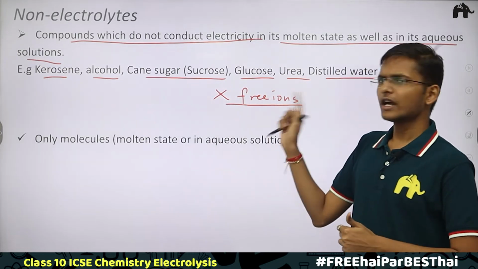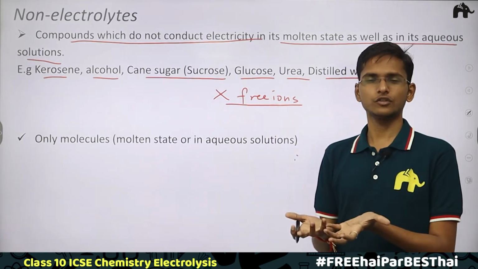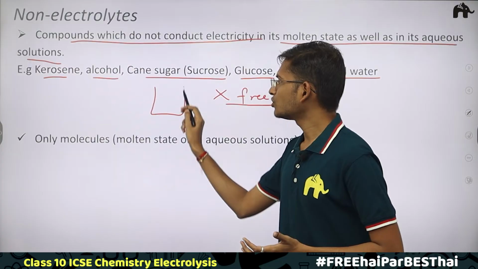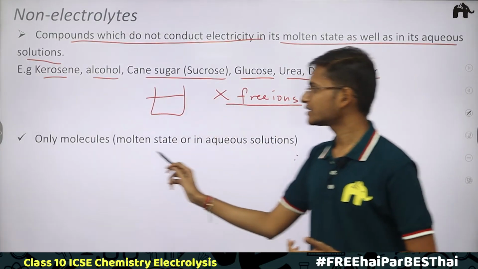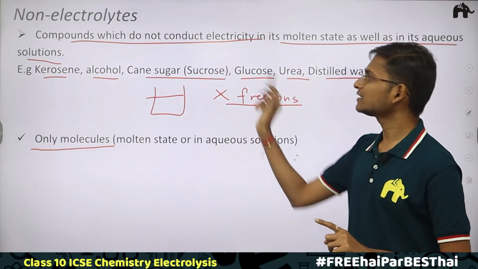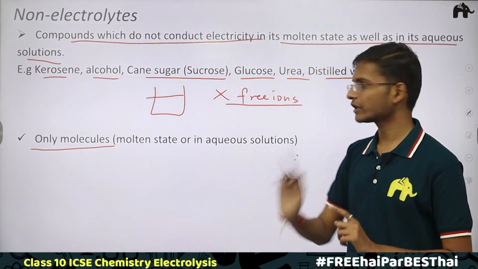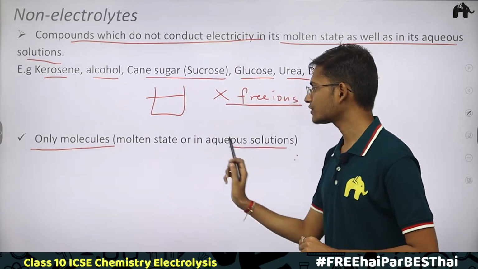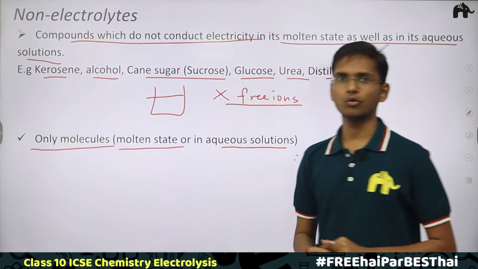Clear? So what would they have then? They would simply have molecules, right? In their molten state as well as in their aqueous state. So they have only molecules. They don't have any ions. Okay, that's the reason they are not able to conduct electricity, and that's why they are non-electrolytes. So they have only molecules in their aqueous solutions or in their molten state.